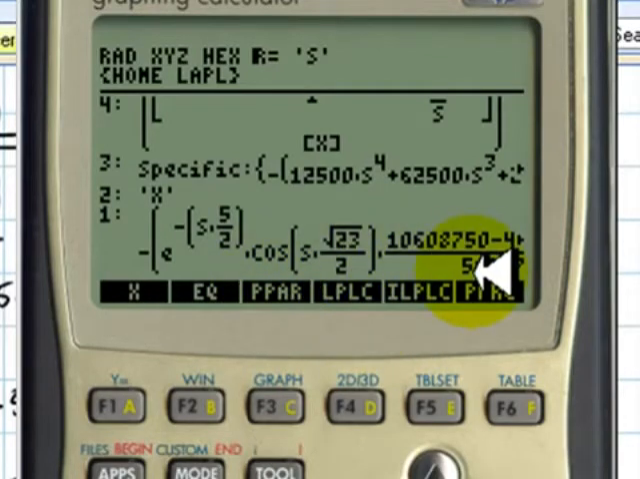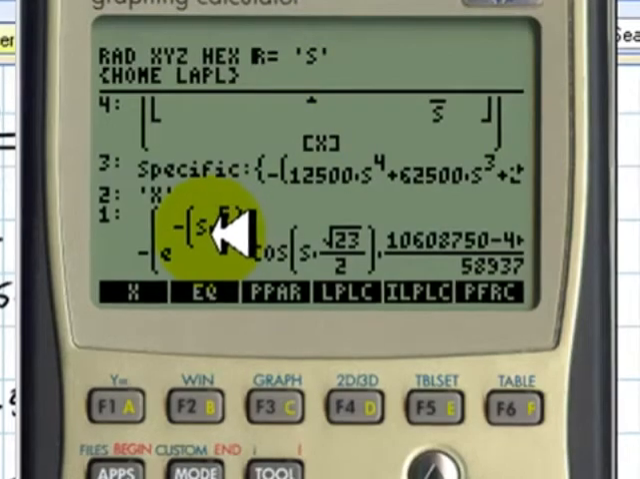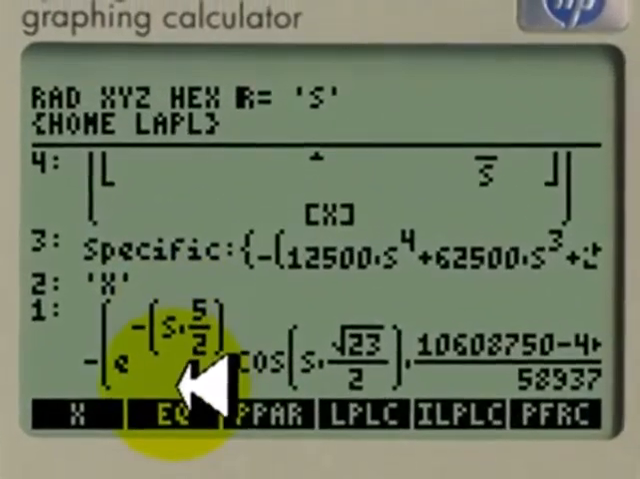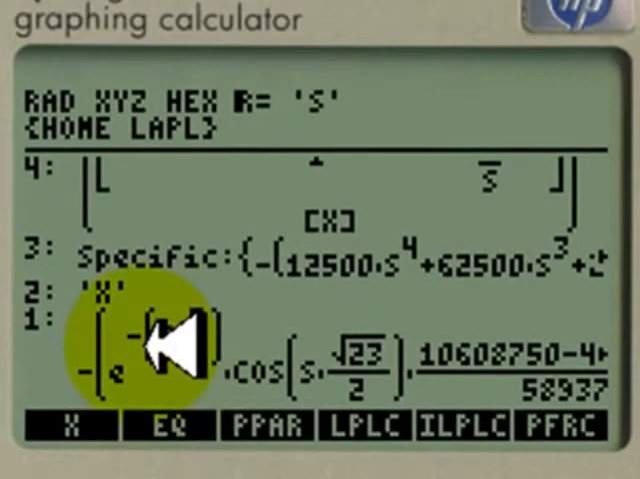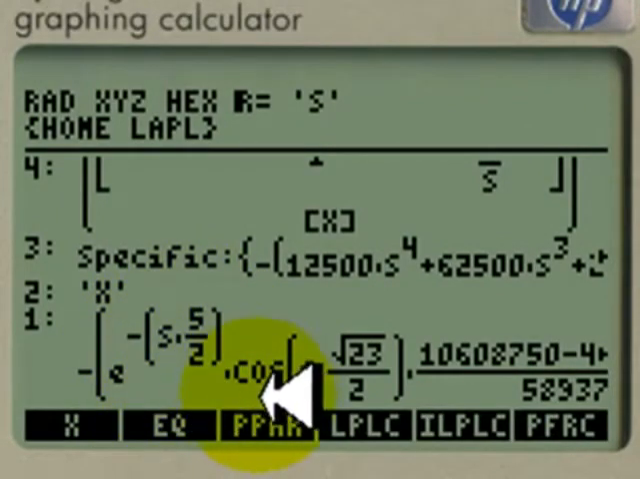That is the inverse Laplace transform of that voltage. So this is the voltage as a function of time. You're saying, but there is an S here. Yes, in the time domain, the independent variable is time. So for the calculator, S is t, the time. It has a decaying exponential, 5 over 2 times t, multiplying a cosine of this frequency times t, times a constant.